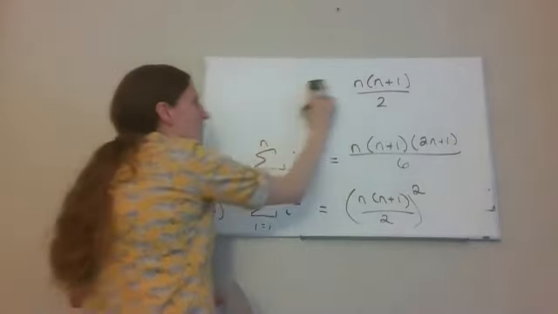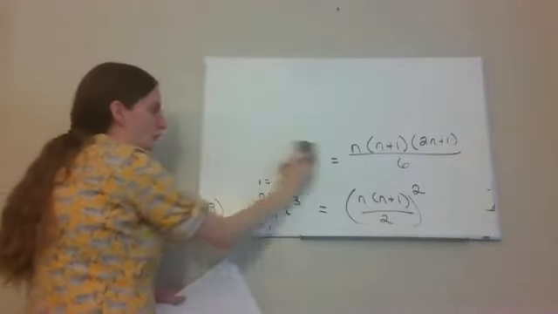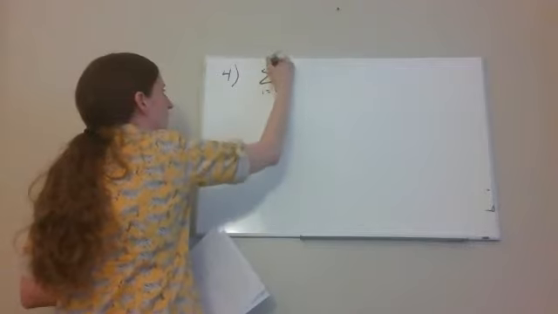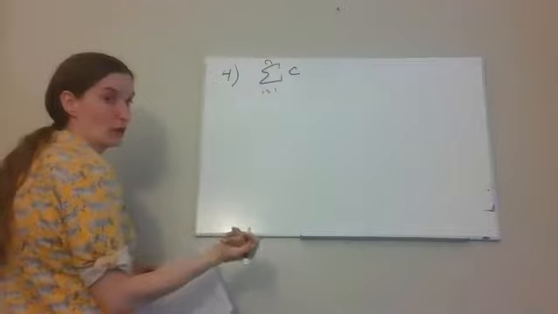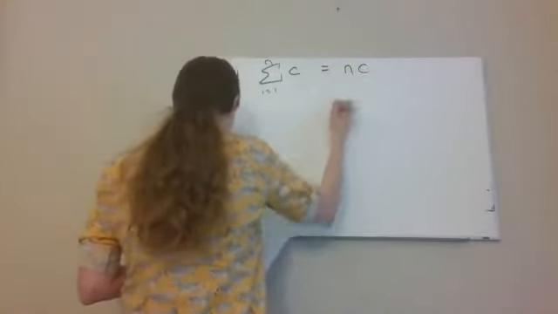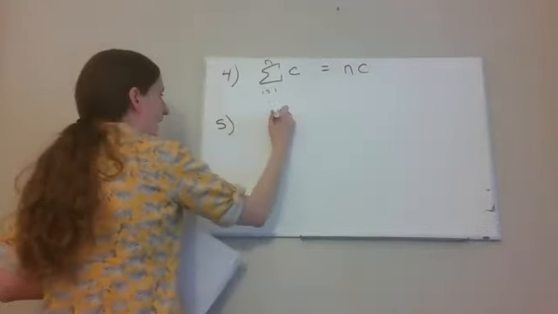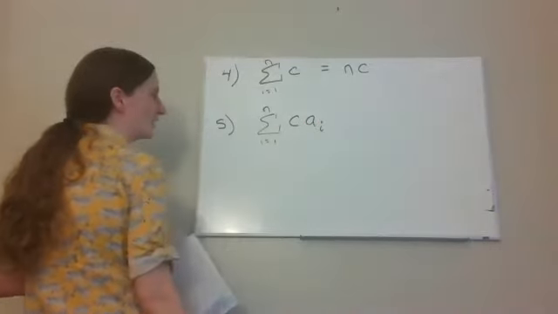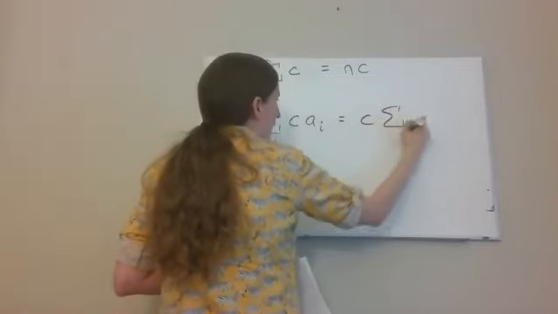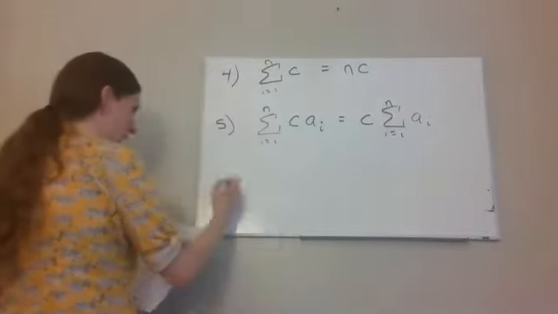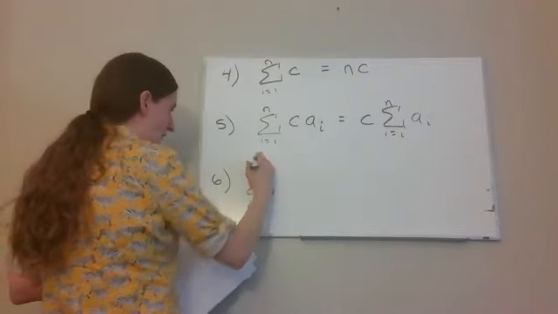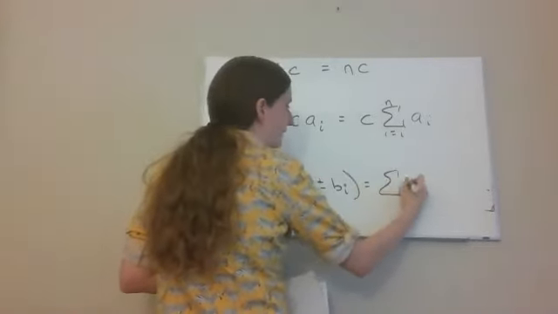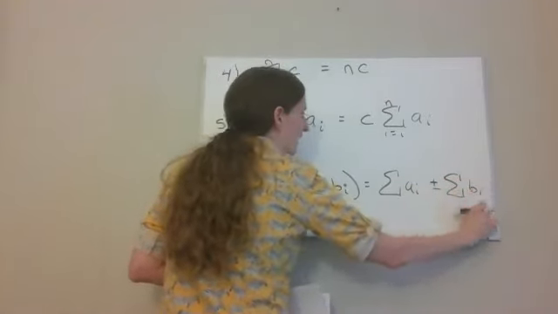Some other nice formulas that really aren't formulas as much as they are properties or rules. If I have a sum of just a constant, so I don't even really have anything to plug those numbers into, this is just equal to n times that constant. If I have a sum from 1 to n of a constant times things that I can plug the i's into, I can pull that constant out in the front. And if I have a sum from 1 to n of two different things added or subtracted together, I can take the sum of each piece individually and add the results.